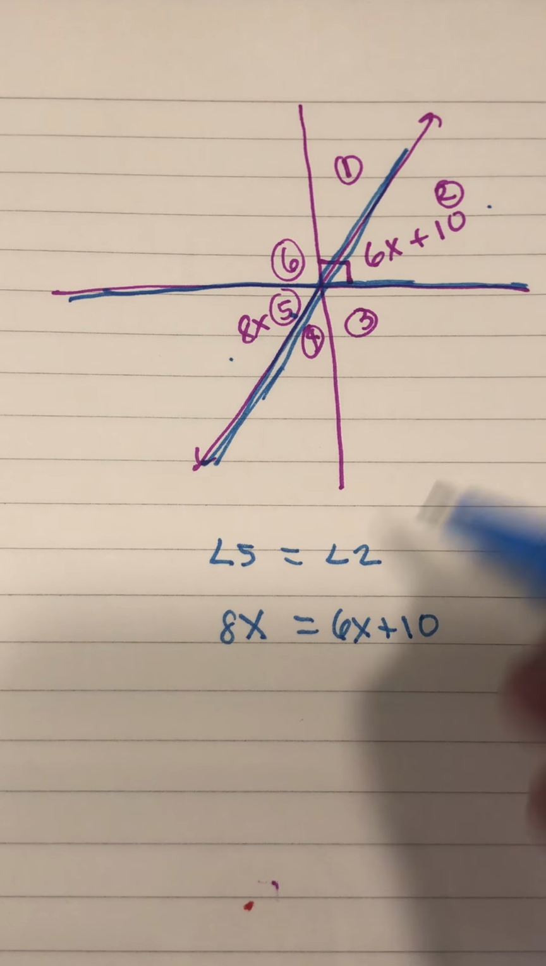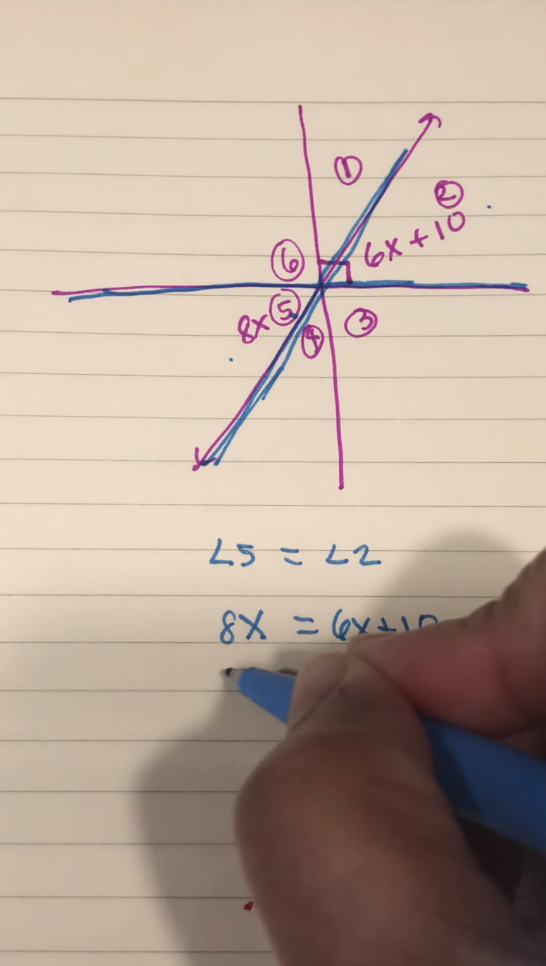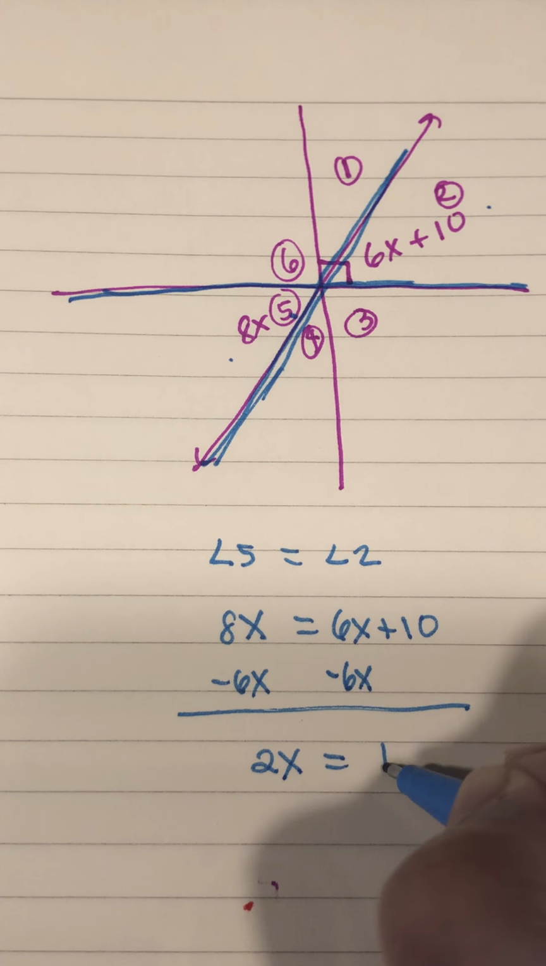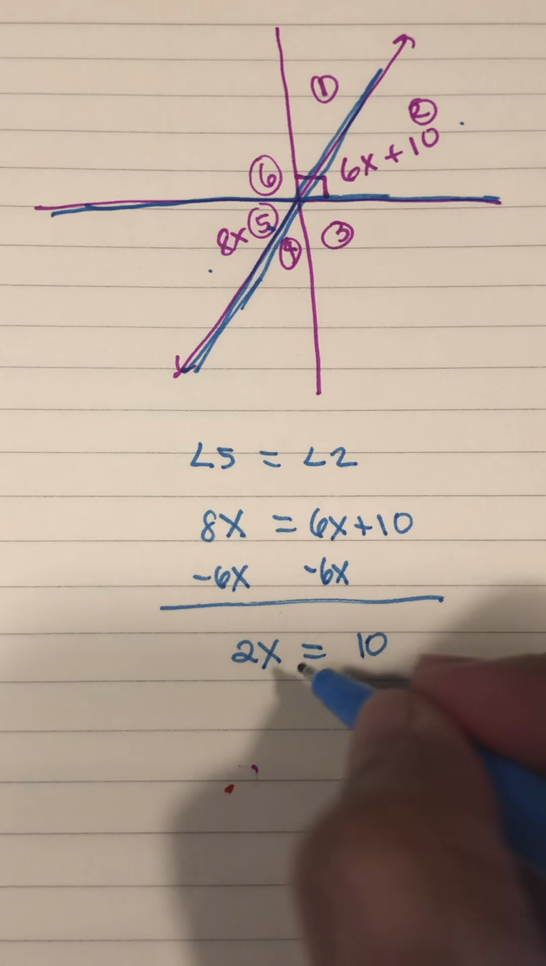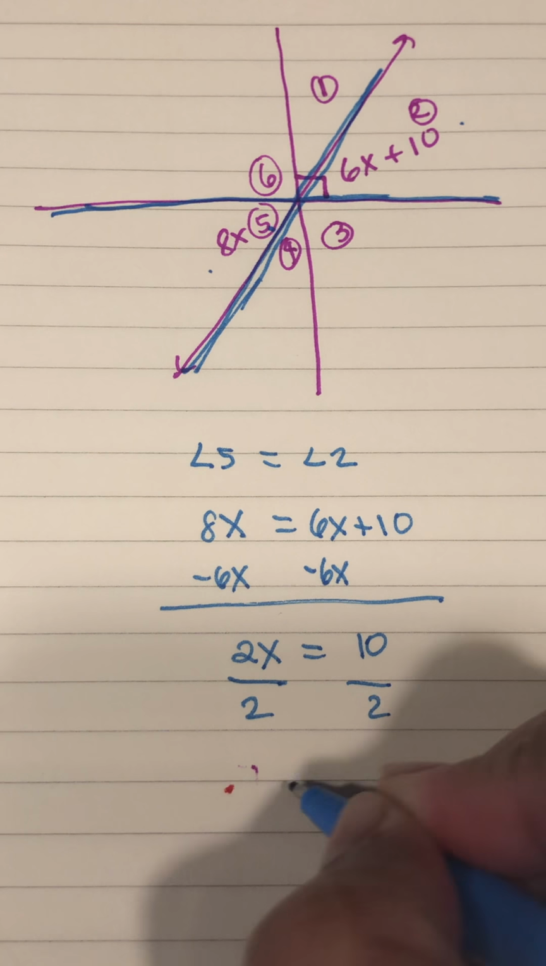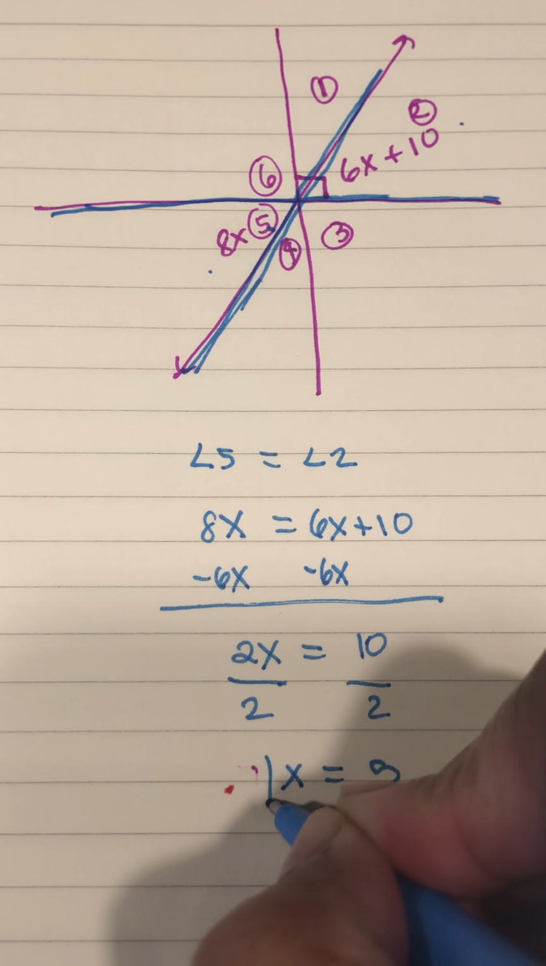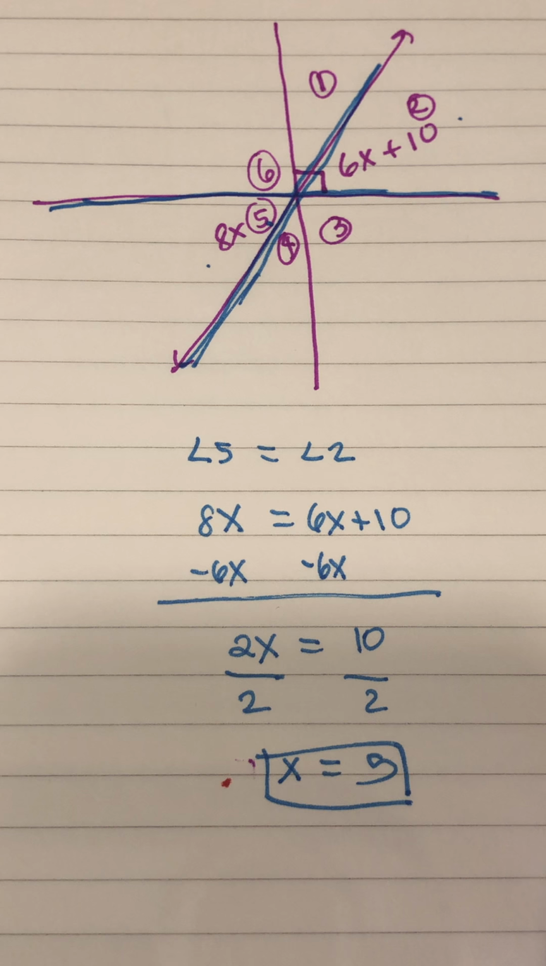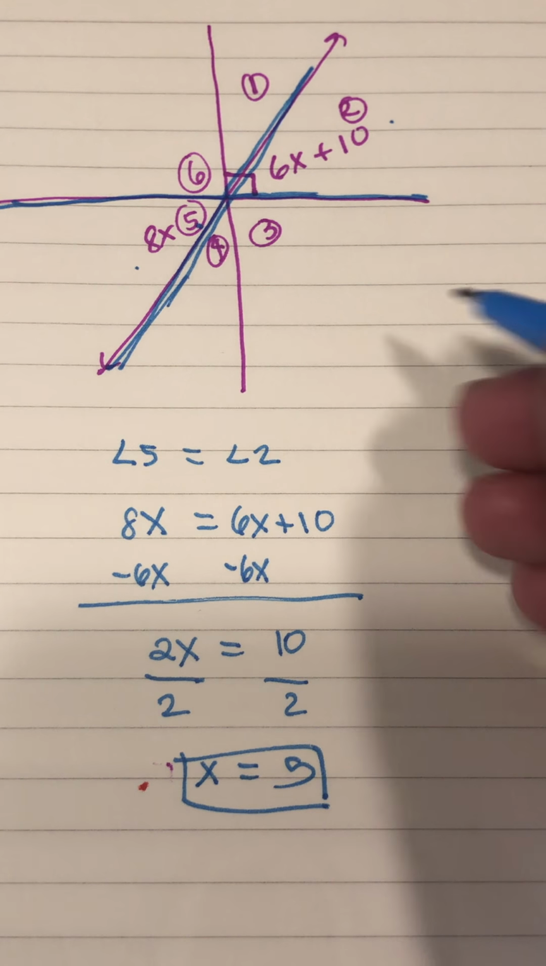Now I'm going to do minus 6x, minus 6x. So 2x is equal to 10, and then divided by 2, so x is equal to 5. Again, I'm not done yet. I'm just solving for the value of x. So now, let's start finding the angle measures.